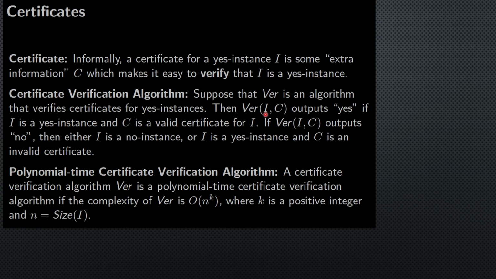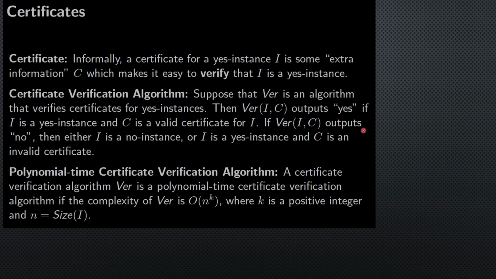Well, ver takes two inputs, I and C. I is the input to the problem, so the whole array that we're taking the subset of. C is the certificate, and it outputs yes if I is a yes instance, if yes is the correct answer. So I can prove the answer is yes, and I can return true, right? And then I should also verify C is a valid certificate, right? It is actually an array of numbers, and it is a subset, right? So I can verify all those things. I should output yes if I is a yes instance, and C is a valid certificate that proves that. Then I should output yes.